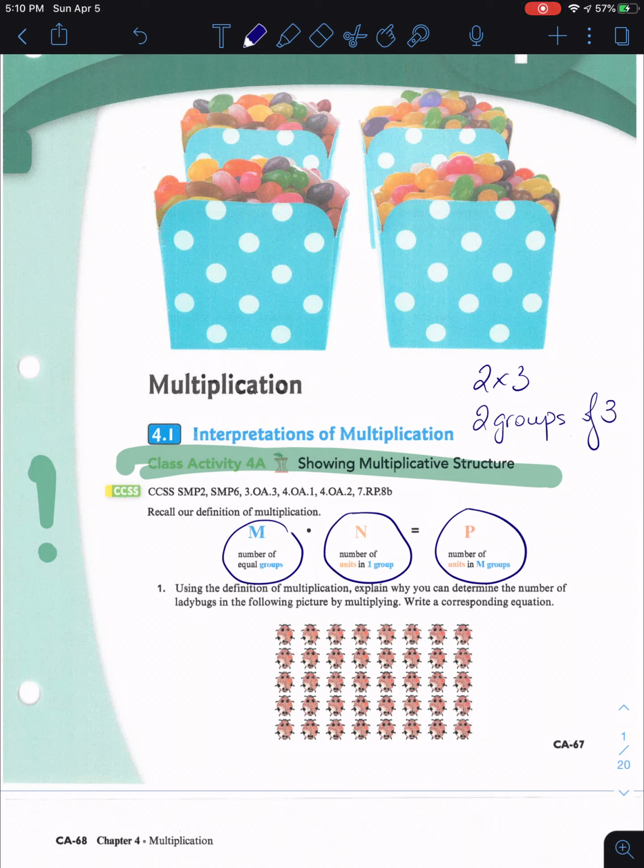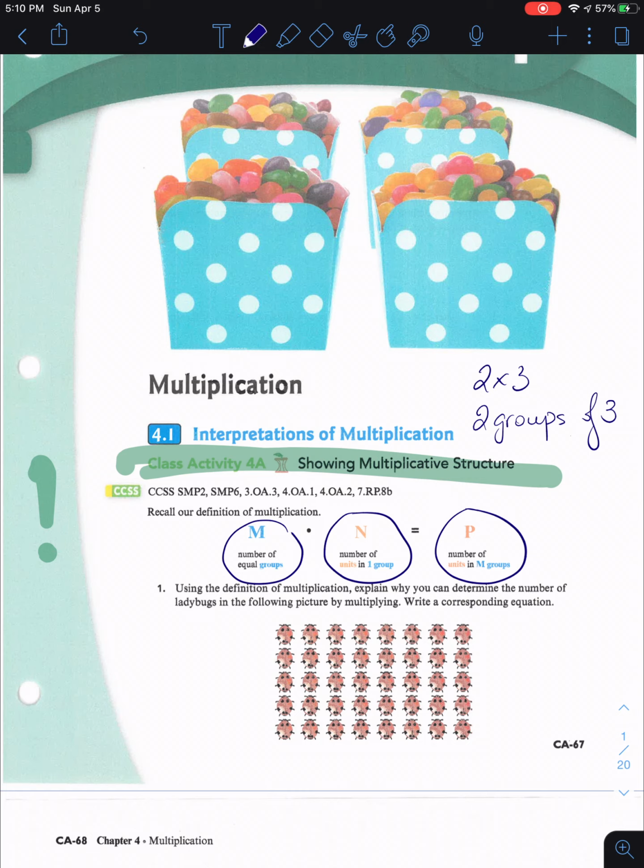But I'm going to talk through this as if we are in North America, which we are, and as if we're defining this as the first factor. The first factor is the number of groups. The second factor is the number in each group. And then the product is the total number in all the groups. So, for example, if we're looking at the ladybugs here, explain why you can determine the number of ladybugs in the following picture by multiplying.